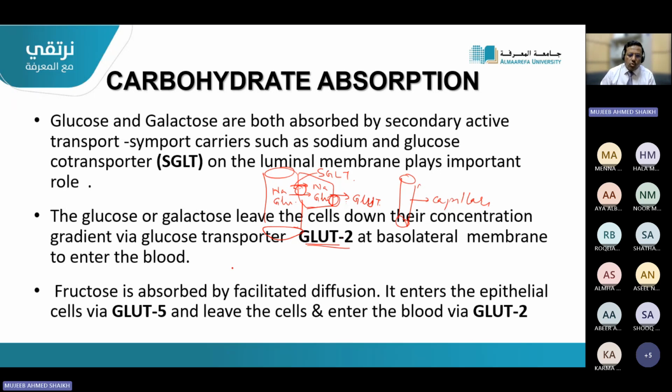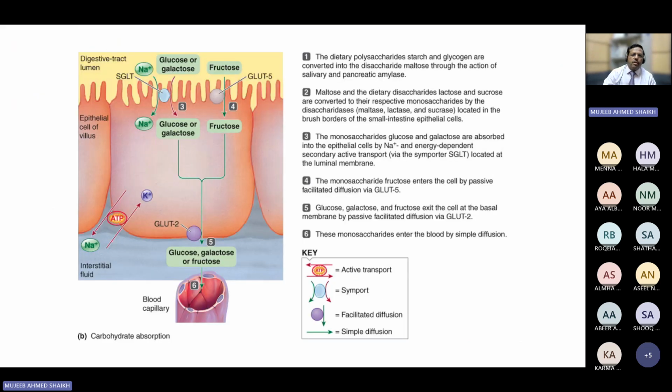But what about fructose? How is fructose absorbed? Where there is glucose, there may be fructose also. For fructose, it is not the same procedure. Fructose goes from the lumen into the epithelial cells by GLUT5, and from the epithelial cells to the interstitial space by GLUT2. Okay, I will show you here in the diagram.